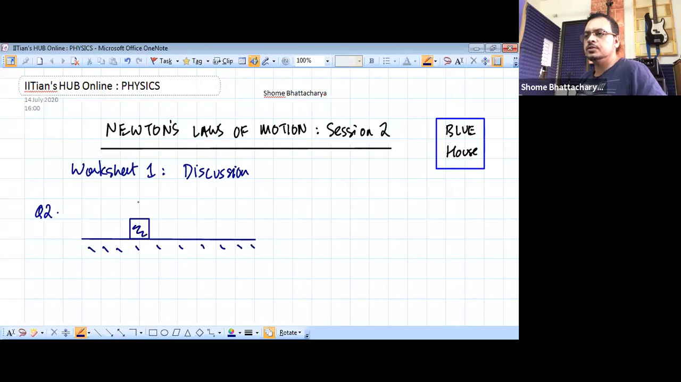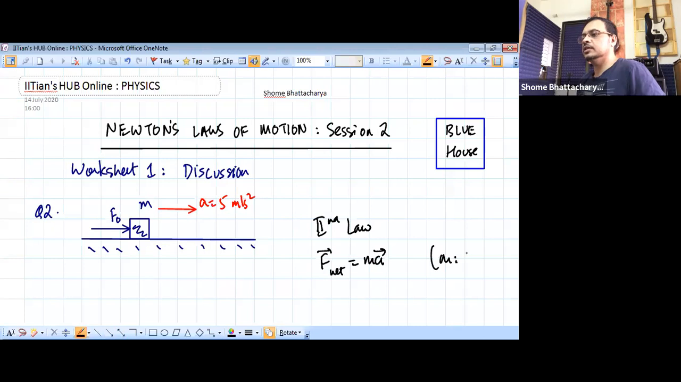So if we have an object of mass m and I'm applying a single force F naught like this on it, then apparently it is creating an acceleration, which is given in the question itself. It says that the acceleration is 5 meters per second square. So if you apply Newton's second law over here, the net force should be equal to mass into acceleration, because the mass is constant, obviously.